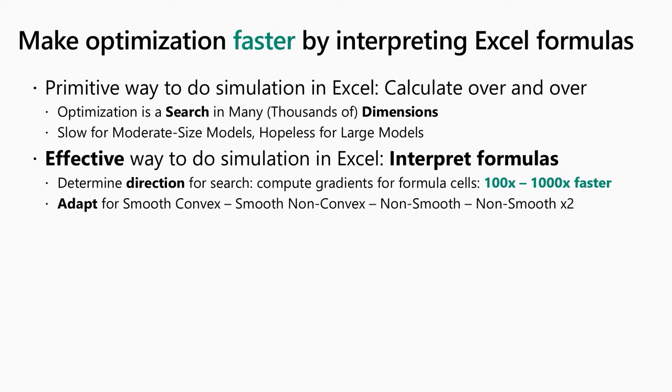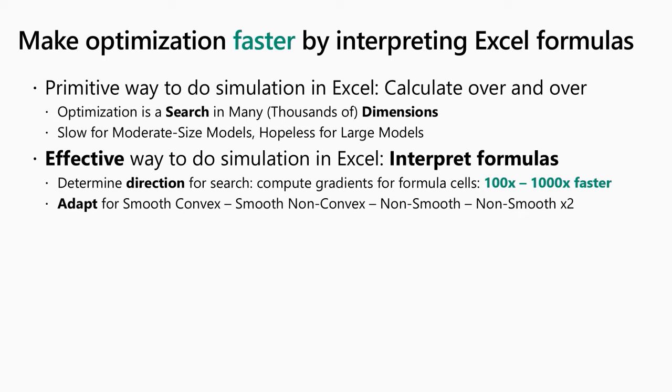Now it turns out that optimization, and here I will have to gloss over some of the math, has this problem in a much bigger way. So the problem with optimization, and I can see that somebody among the Microsoft people who handled my slides changed some words, but we'll overlook that. A primitive way to do optimization in Excel is to calculate over and over again. An effective way to do it is, again, to interpret formulas.